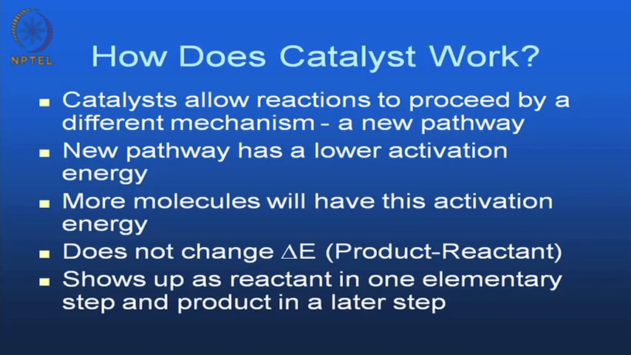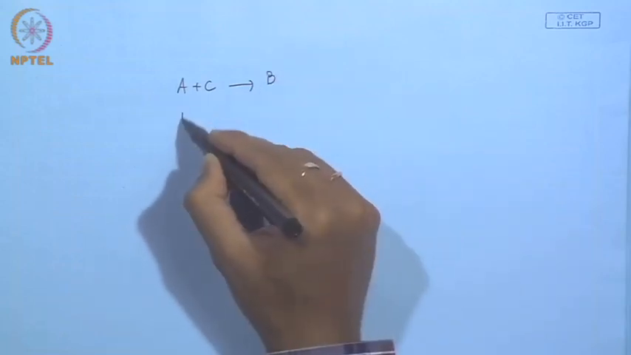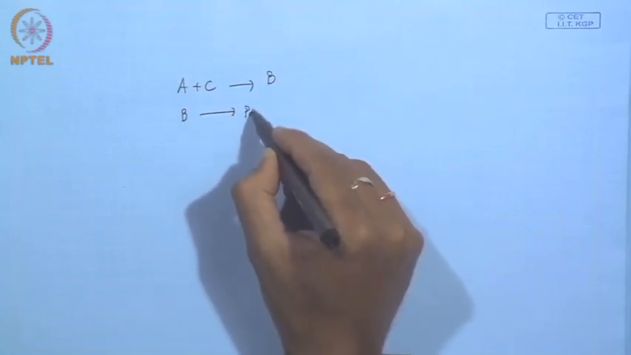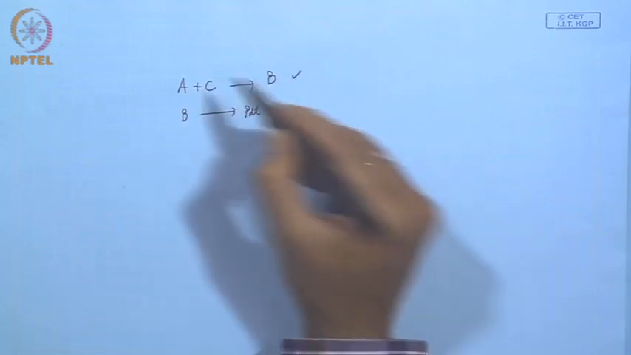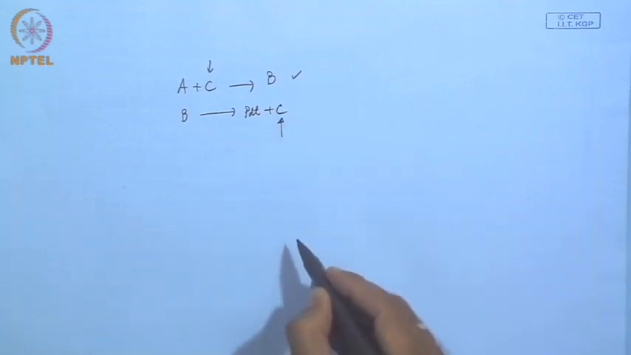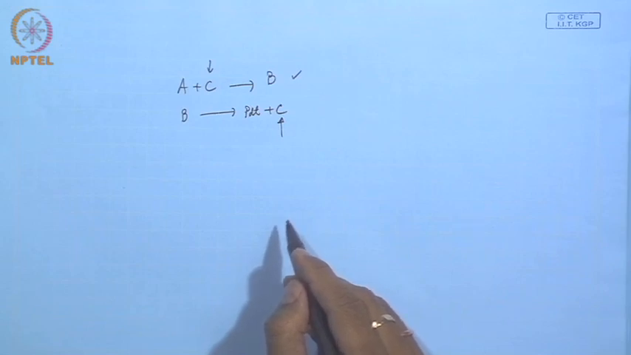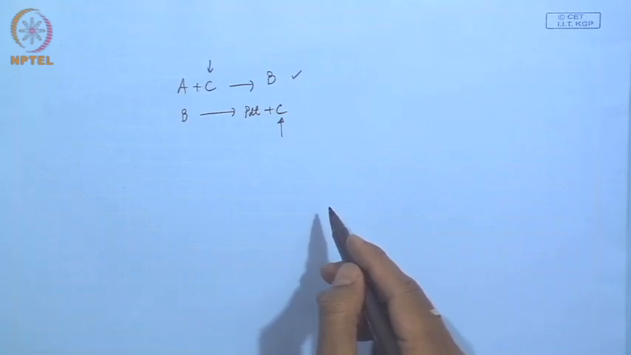The catalyst shows up as a reactant in one of the elementary steps, and also acts as a product in a later step. Suppose you have an elementary reaction of this form: A plus catalyst producing, say, B. Then B gives rise to your product plus the catalyst back. So, in this elementary step the catalyst is acting as a reactant, and in this step it is acting as a product. The catalyst is involved in one elementary step as a reactant, and in another elementary step at a later time it appears on the right hand side.